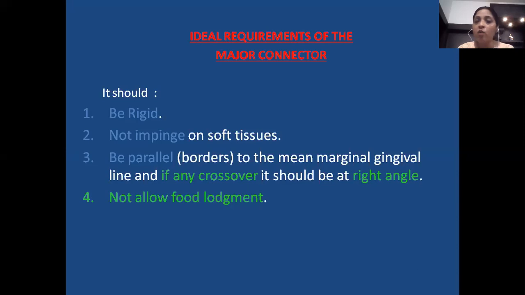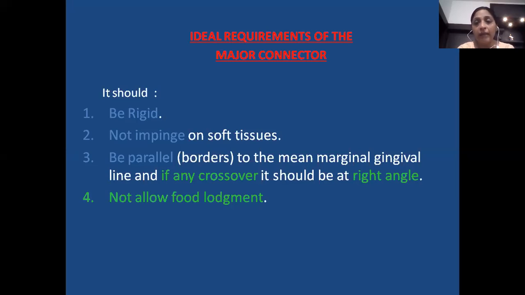Now the ideal requirements of the major connector. First, it should be rigid. Now, why should it be rigid? It should be rigid for uniform distribution of the force. As we have discussed, the major function of the major connector is to distribute the force uniformly. So that can only be done if it is rigid.